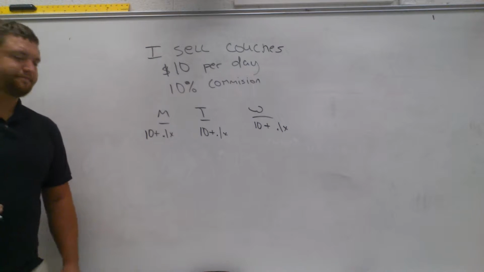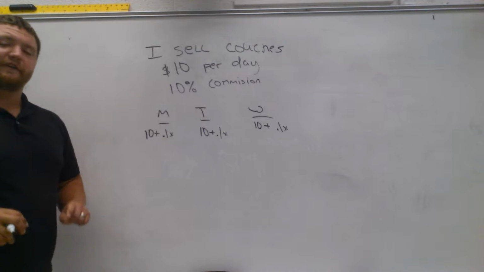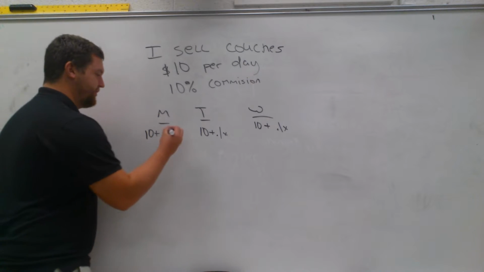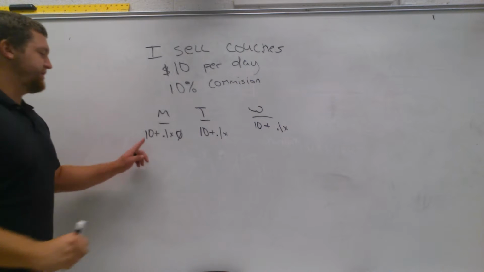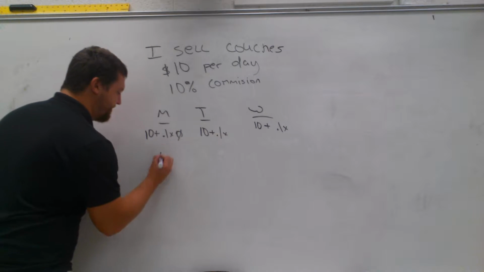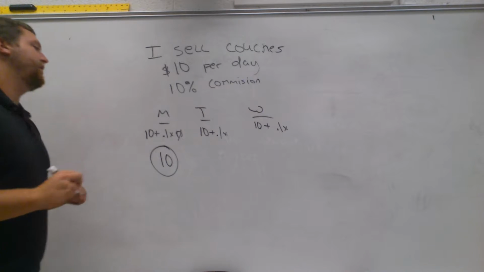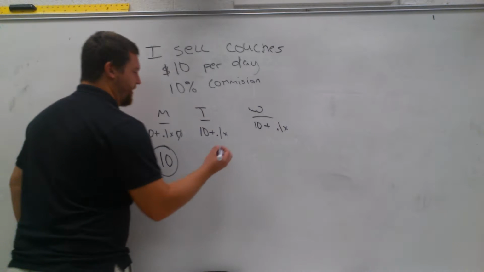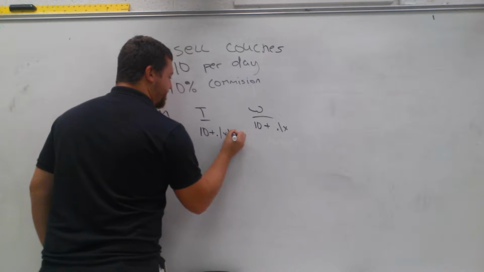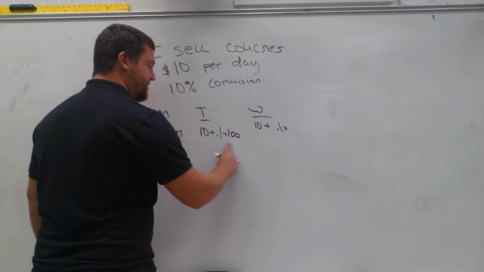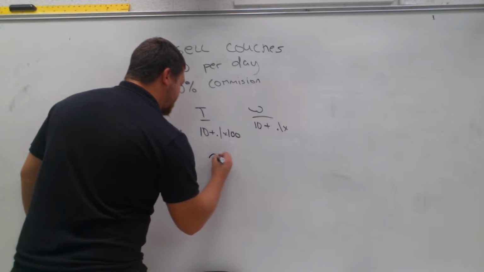Now, on Monday, if I don't sell any value in couches, I don't sell a single couch, it's 10 plus 10% of 0, which is 0. So I made $10 on Monday. On Tuesday, I sold a couch for $100. One couch, $100. 10 plus 10% of 100. 10% of 100 is 10. I made $20 on Tuesday.